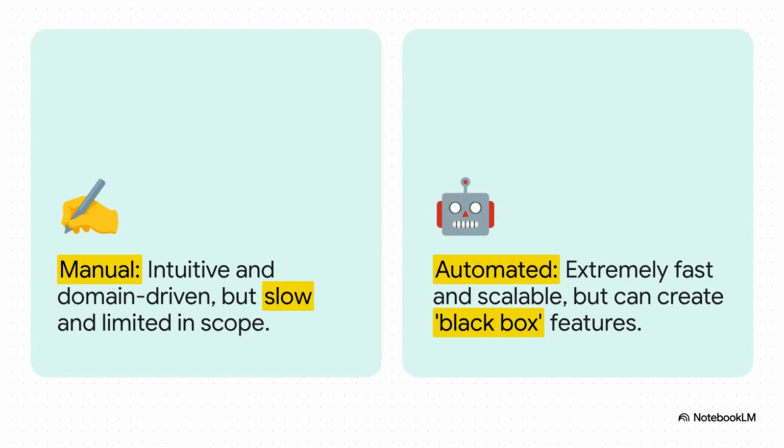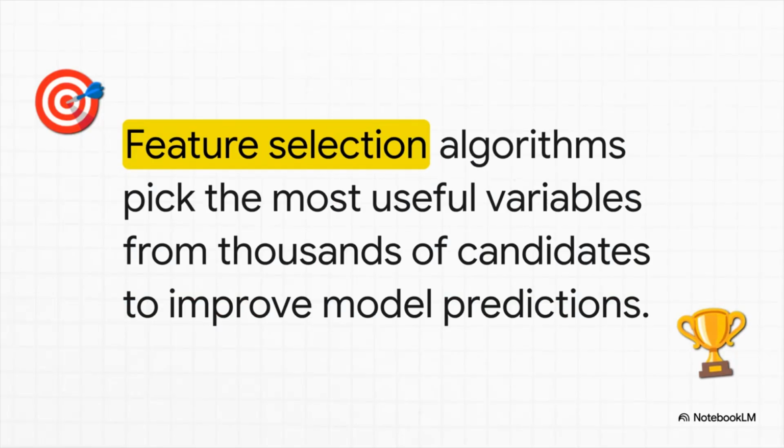The human approach, it's intuitive. It's based on logic we can all understand, but it's slow and it can't scale. Now, automation is unbelievably fast. It can find strange patterns we would never even think to look for. But the downside is that it can create these black box features, clues that are so complex that even the data scientists who built the system don't fully understand why they work. They just do.